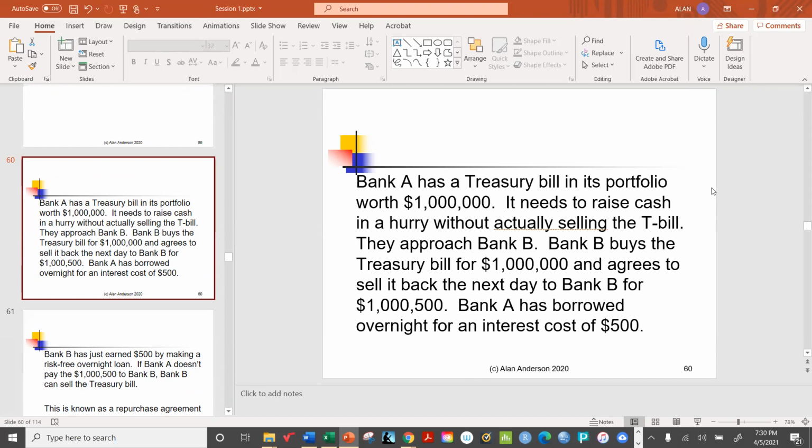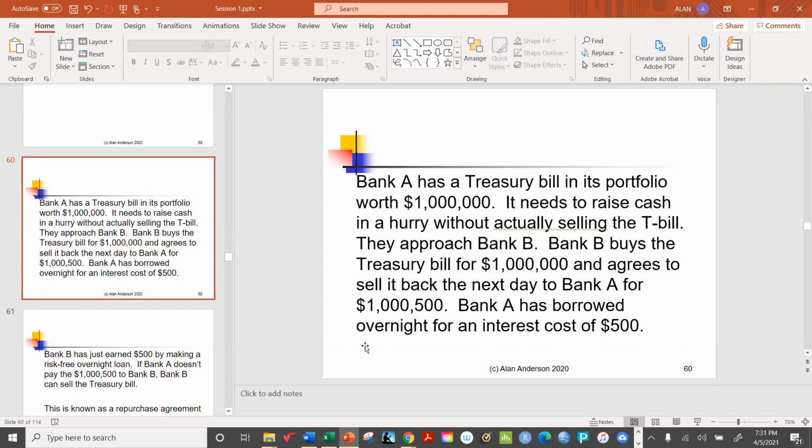It needs cash in a hurry, but it doesn't want to sell the treasury bill. Let's say they only need the money for a few days or even one day. They approach Bank B, who agrees to buy the bill for $1 million and then sell it back to Bank A for $1,500,000 the next day. So in effect, Bank A has been able to borrow $1 million for one night at an interest cost of $500.